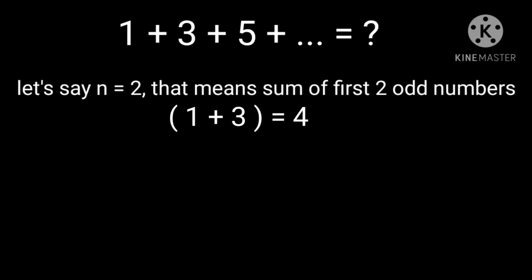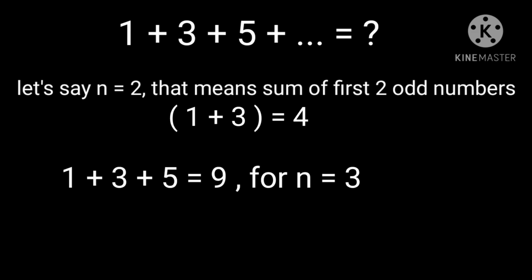Now we will take n as 3. That means we will do addition of first three odd numbers, that is addition of 1, 3 and 5. 1 plus 3 plus 5 gives the answer equals 9.